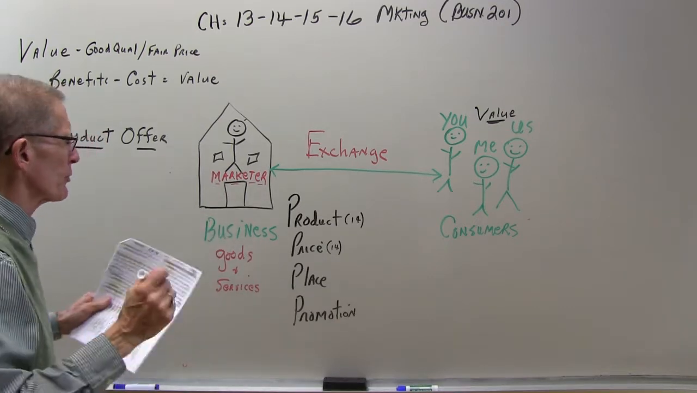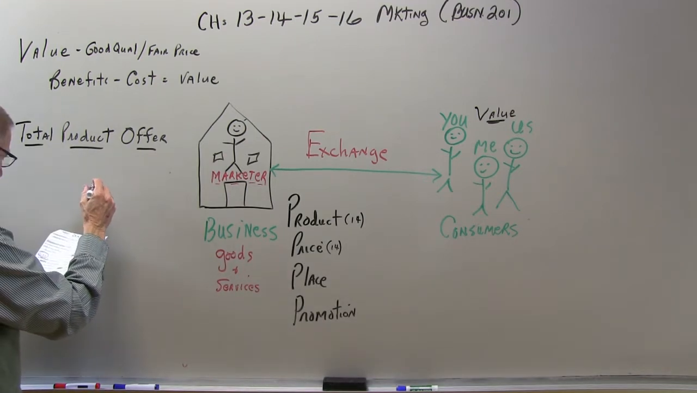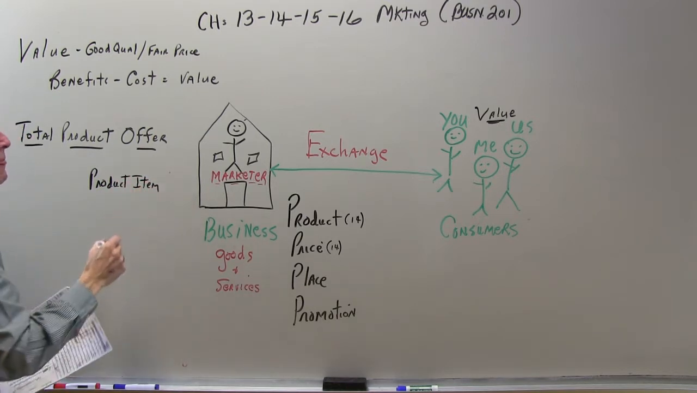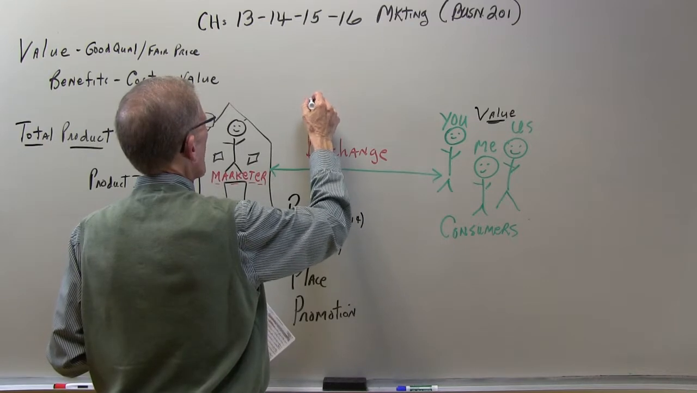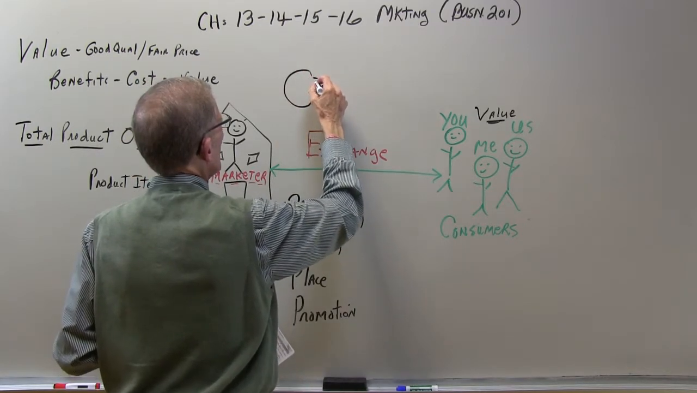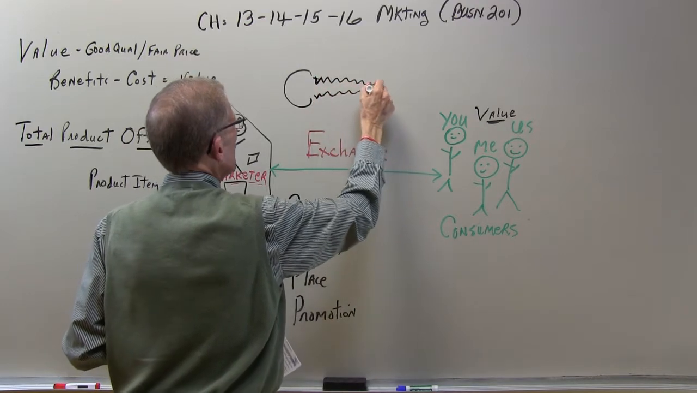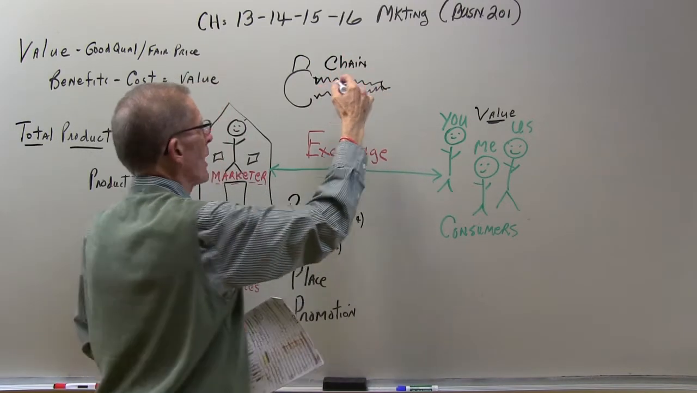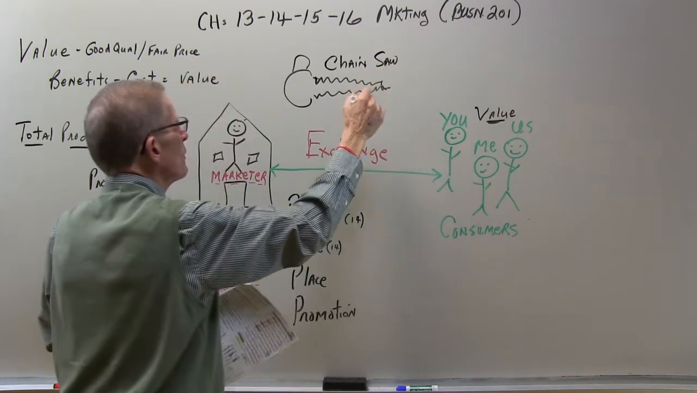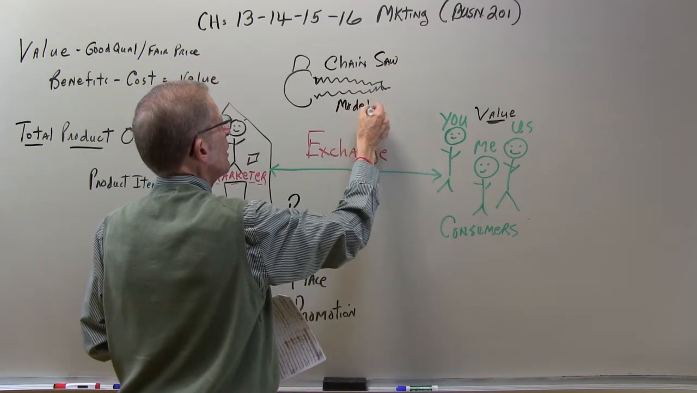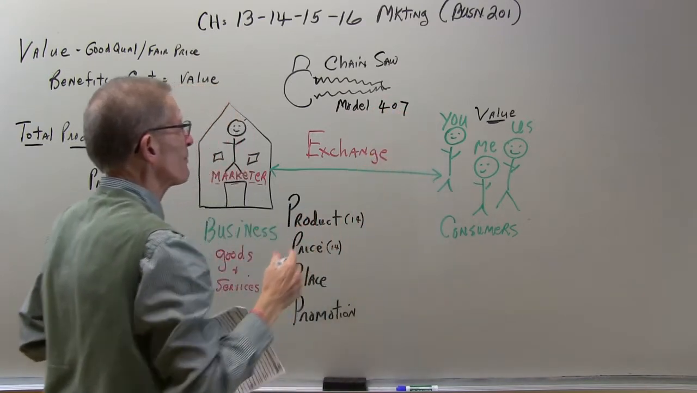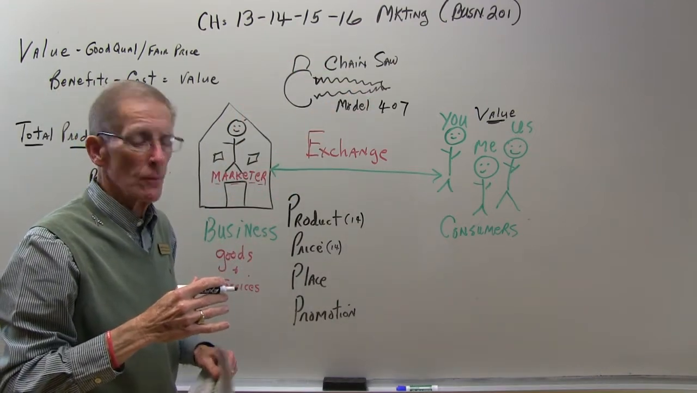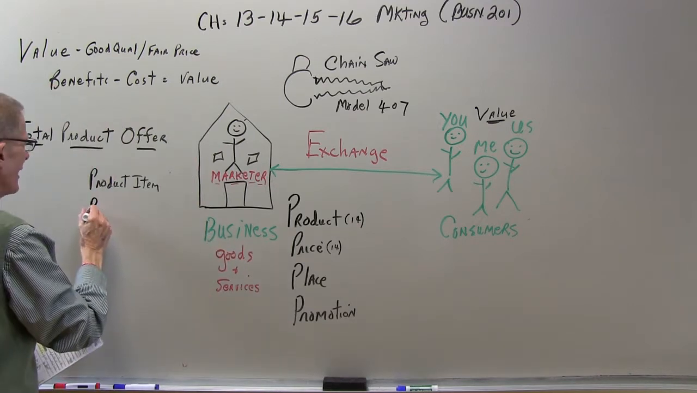Now, let me hit you with some more stuff. The product itself, the product item. This is jagged, I've got a handle on it. This is a chainsaw. Remember, I use abstract art, all right? So this is chainsaw model 407. A product item would be chainsaw model 407. Now the next thing down here is product line.